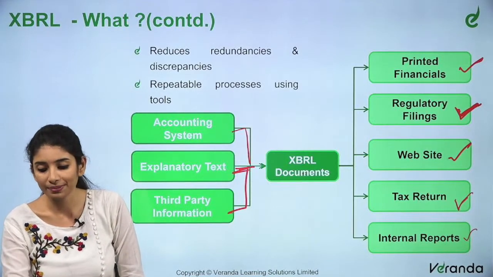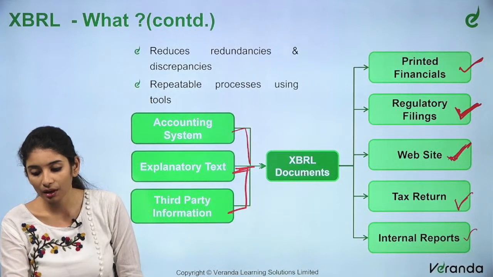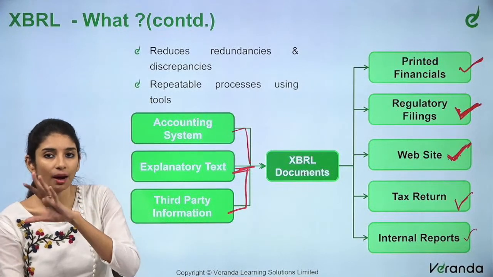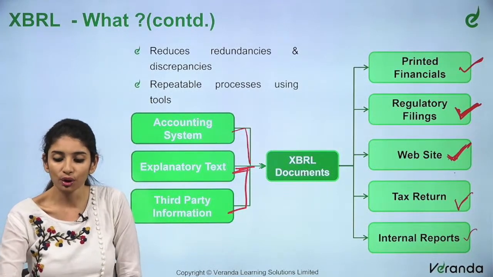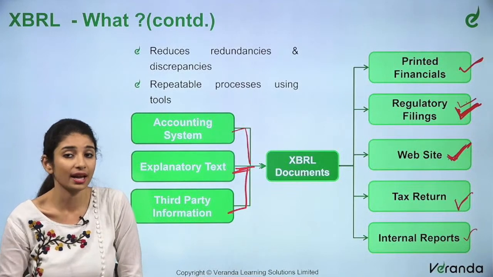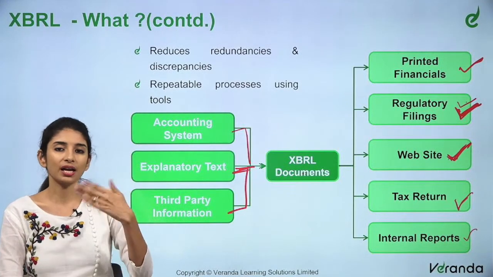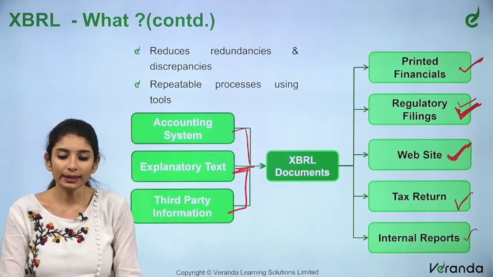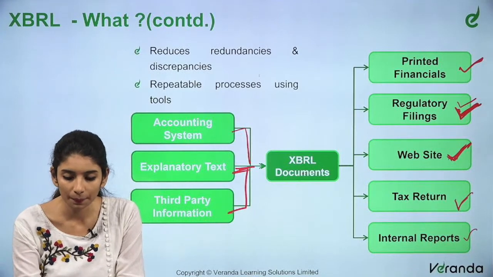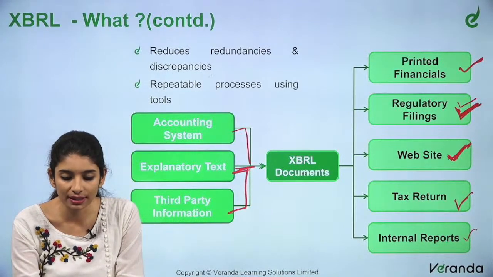What you report on your website may not have the exact amount of information that you file with the statutory authorities. While you're filing with MCA or ROC, you have more information. Clear? Done. It reduces redundancy and discrepancies, with repeatable processes using tools.